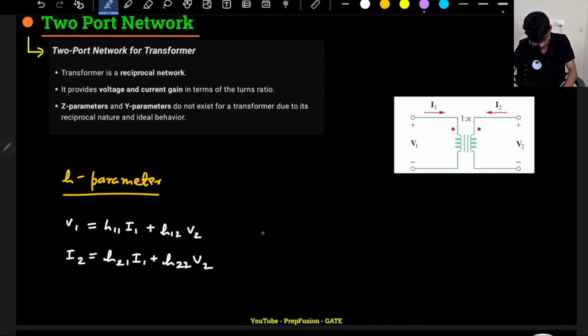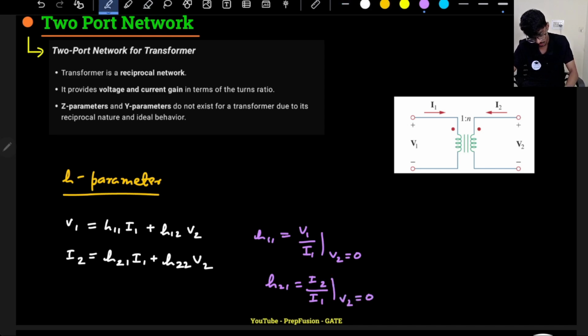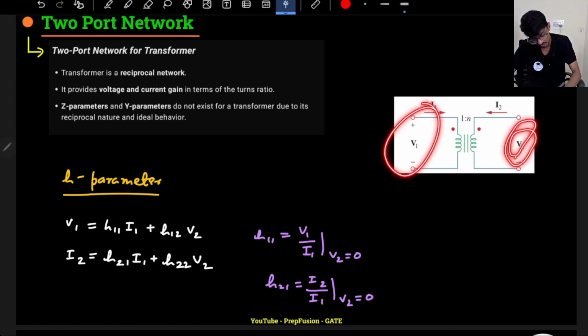So from here I can directly write a few things, right? What is H11? H11 is V1 divided by I1 when V2 is 0, and H21 is I2 divided by I1 when V2 is 0. So if V2 is 0, it does not matter, right? What will V1 by I1 be? If V2 is 0, V1 is also 0, correct?